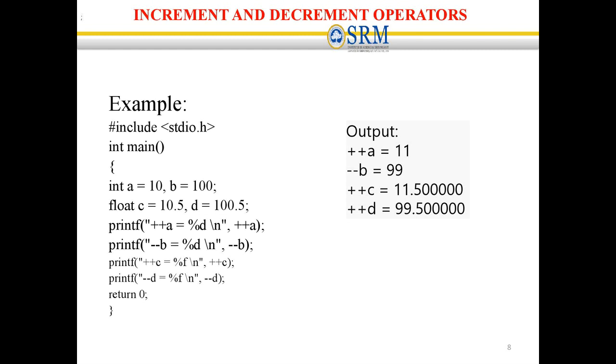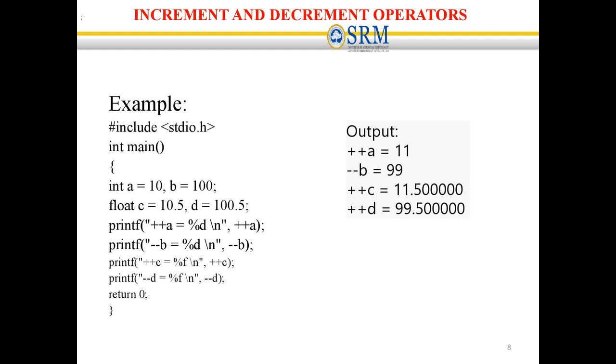In the postfix increment operator, the expression is evaluated first using the original value of the variable, and then the variable is incremented. Whereas in the postfix decrement operator, the expression is evaluated first using the original value of the variable, and then the variable is decremented.